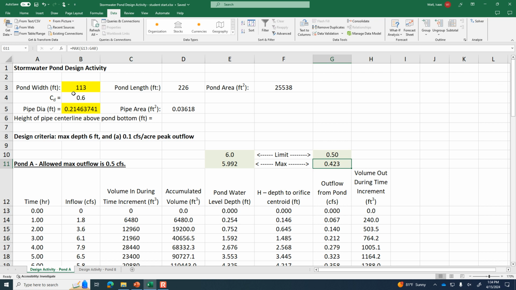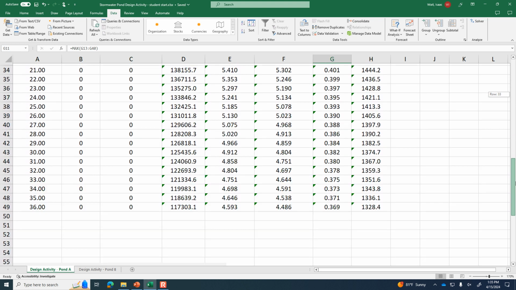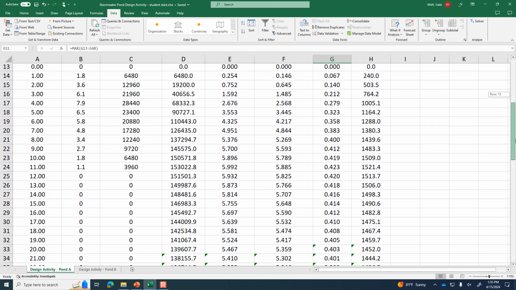Probably the real savings are in minimizing the size of the pond, not minimizing the size of the pipe. Any questions on that process?